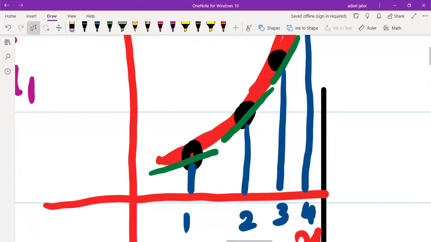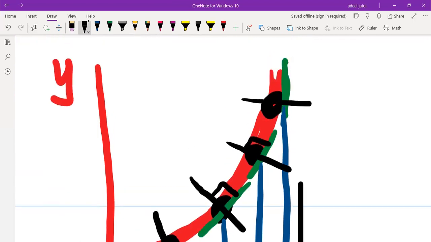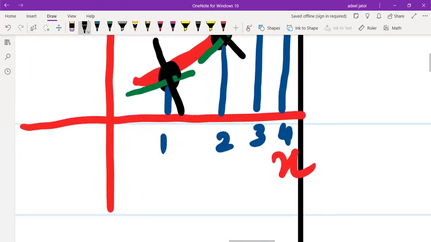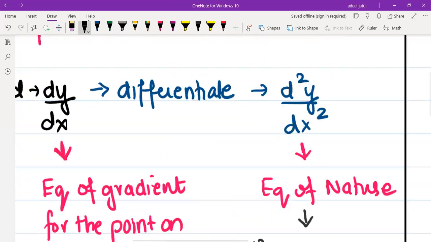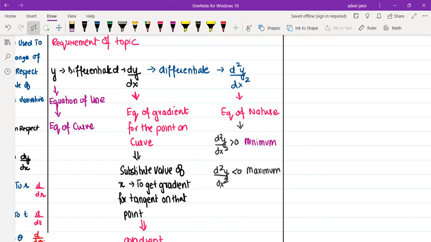all the green lines are tangents here. So if I want to represent the normal, your normal will create a 90 degree angle on each tangent. So when it creates 90 degrees, we can always say that the equation of normal can also be found by reciprocating the gradient with a negative sign.